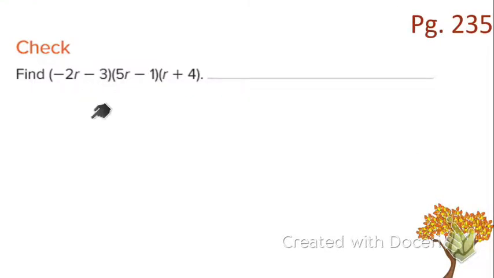But we're multiplying 3 things. So again, we're going to start by making our first box. In our first box, we're going to multiply these 2. So make a box.